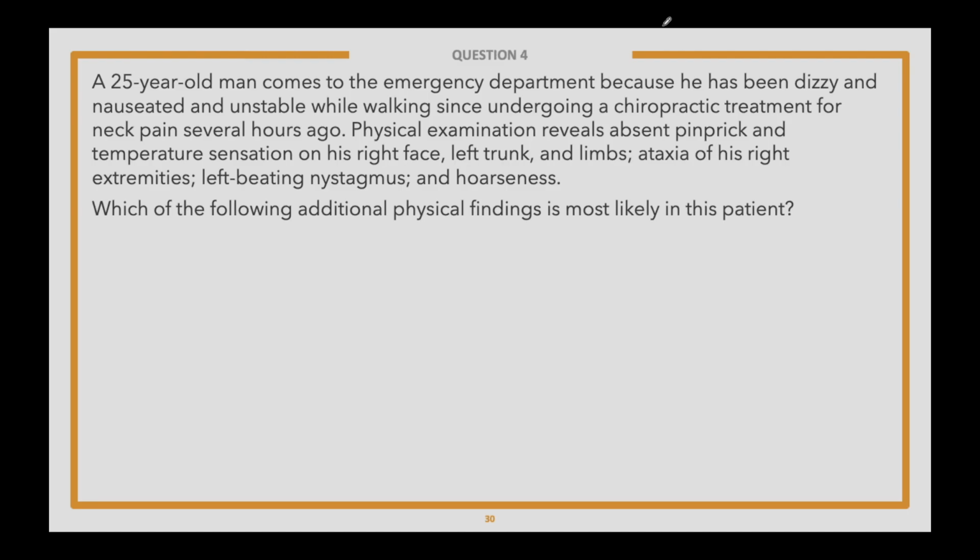So here we go. As you can see, once again, the answer choices have been removed, and we will begin, as always, with the lead-in. Which of the following additional physical findings is most likely in this patient? I'll give all of you a few moments here to respond in the question box and let us know how many steps you believe this question will require.